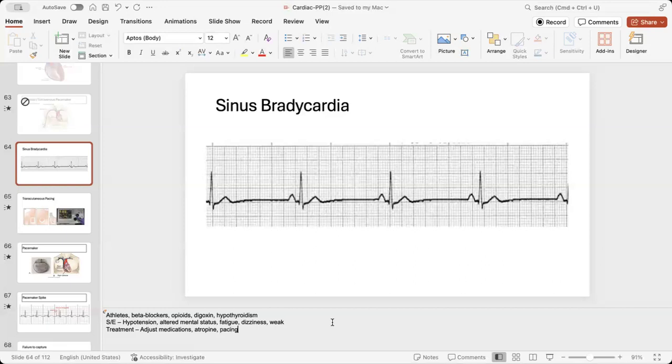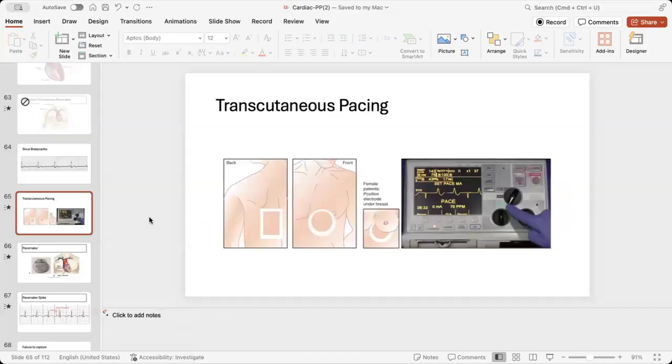Okay? So, if they continue to be symptomatic, maybe atropine isn't working, we can do transcutaneous pacing. What does that mean? Shayla, what does that mean when I say transcutaneous pacing? On the skin. Yeah. We've got pads on the skin, just like we did for defibrillation. And then what are we gonna do? We're gonna pace them, so it's set to pace. Can we adjust how fast the heart rate is? Yes.